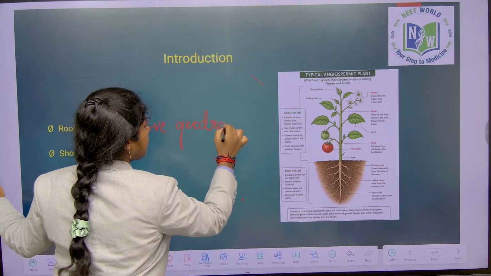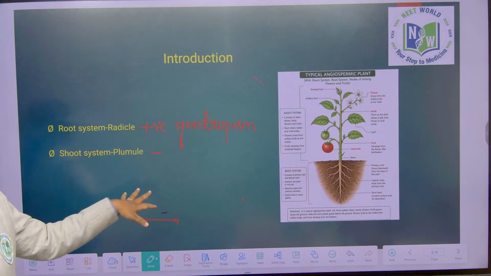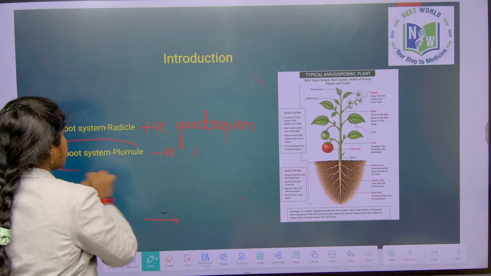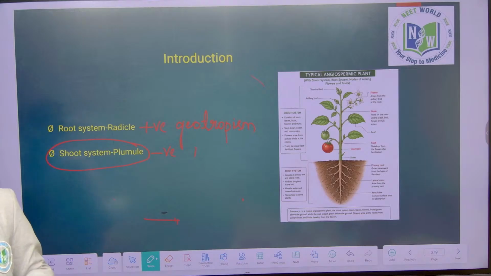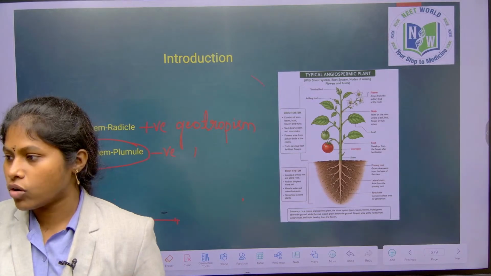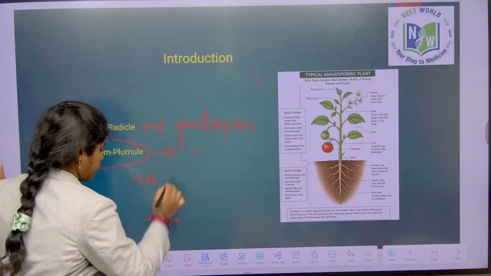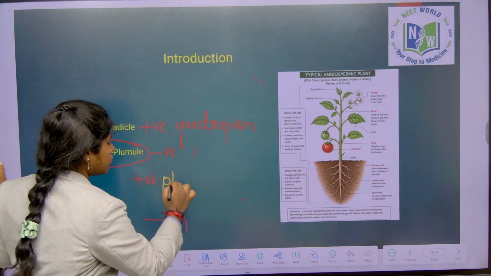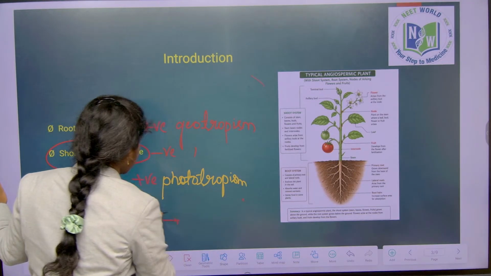And coming to the shoot system, is it positive to geotropism? It's negative to geotropism. So does the shoot system grow towards phototropism or geotropism? Phototropism. Photo means light. The shoot system grows towards the sun. Yes, no? So it is nothing but phototropism. The shoot system is positive to phototropism and negative to geotropism. Okay.